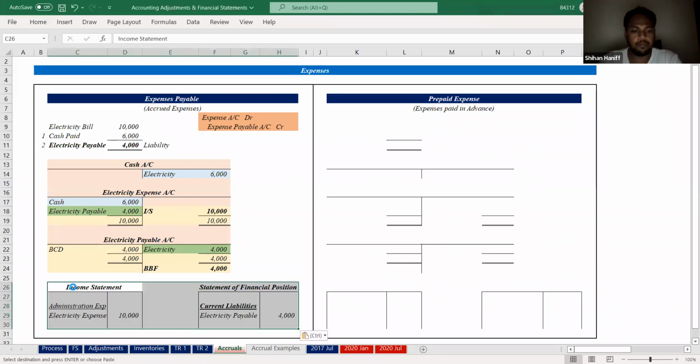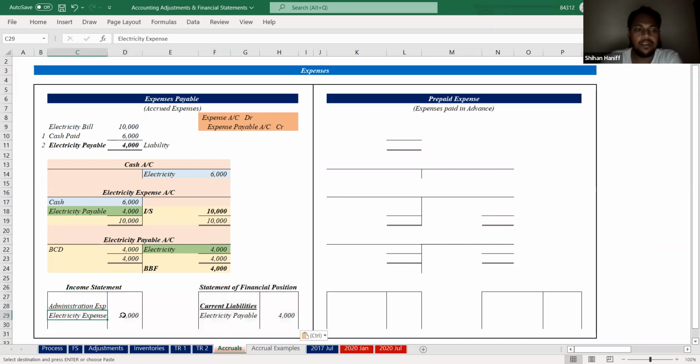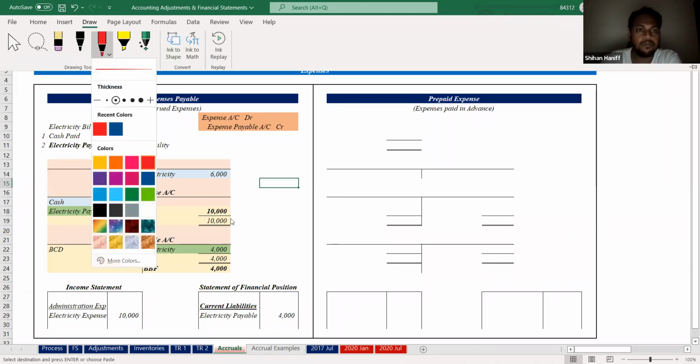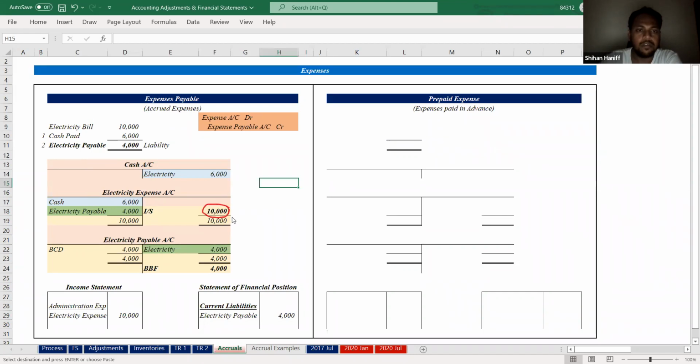So income statement under administration, electricity expense. This is income statement. 10,000 will go. And closing balance of the payable, current liability. What you need is the last final thing. How much goes to income statement, how much goes to SOFP.